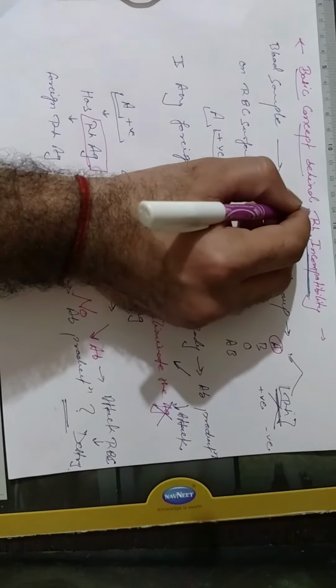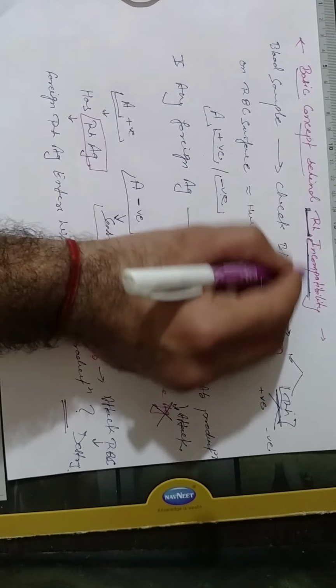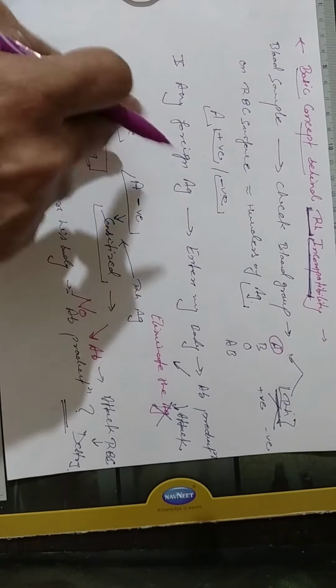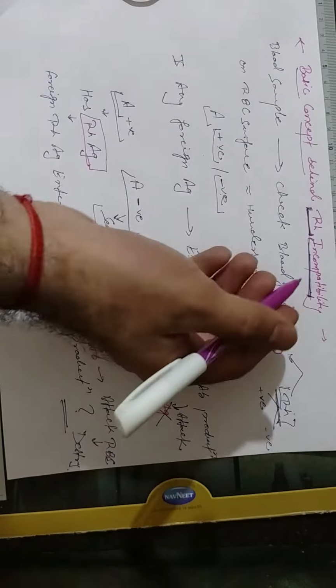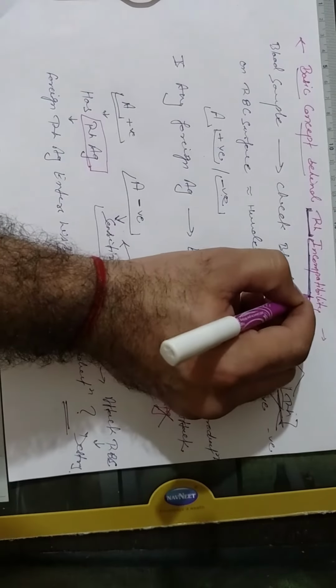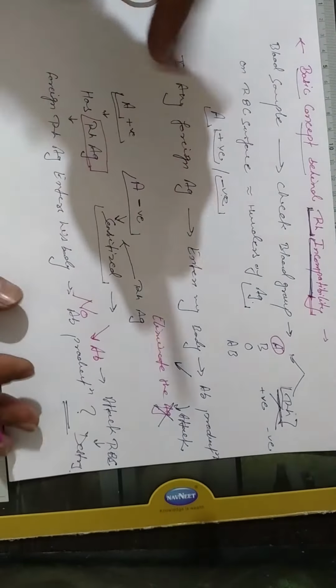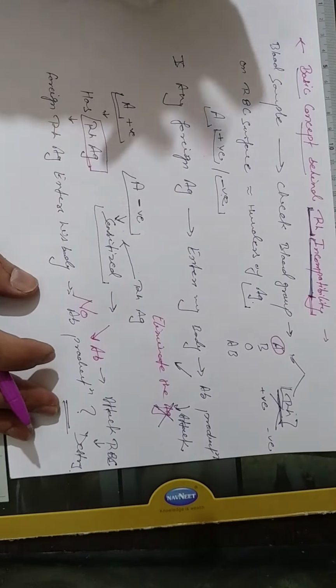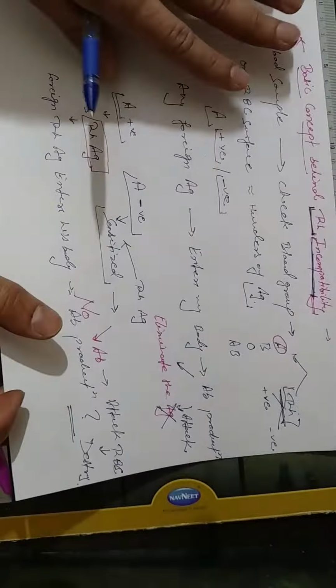Rh is the antigen on the surface of RBC. Incompatibility means mismatch. So if they are mismatched, Rh negative with Rh positive, it leads to immune reaction, antibody production, and that leads to destruction of RBCs, hemolysis, and it produces anemia. So this was the basic concept.